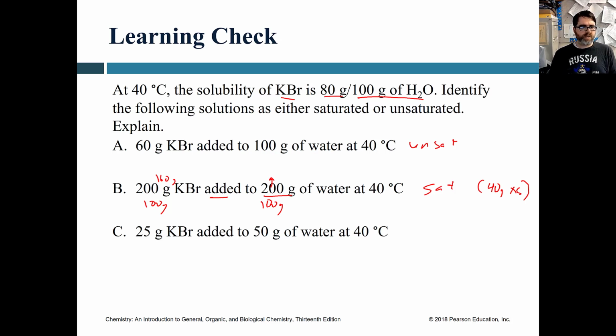The last one here, 25 grams and 50 grams, that's only 50% of it, so it's going to be unsaturated. I did a quick percentage in there and saw that this is 80% and 100. However, simpler is probably just to double this one to 100 grams and then double this one to the 50 grams, and you can see that 50 grams is less than that 80 grams there.